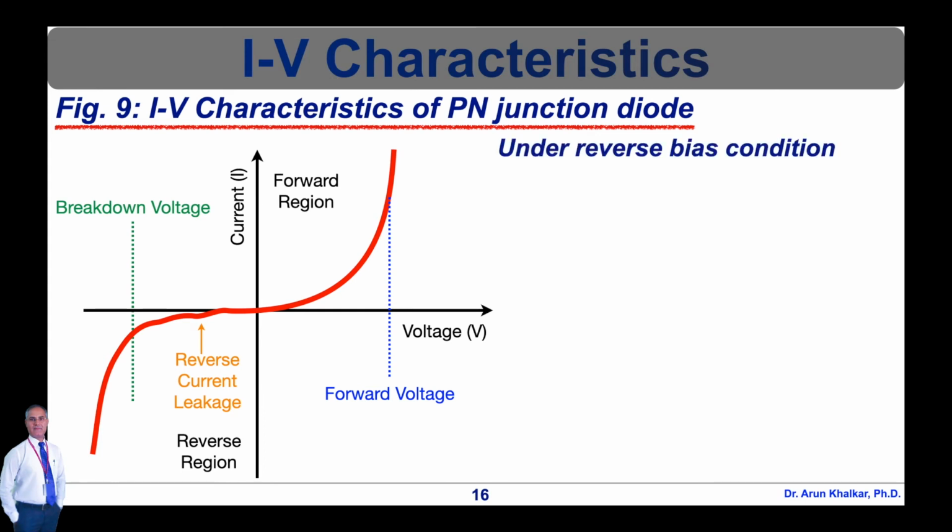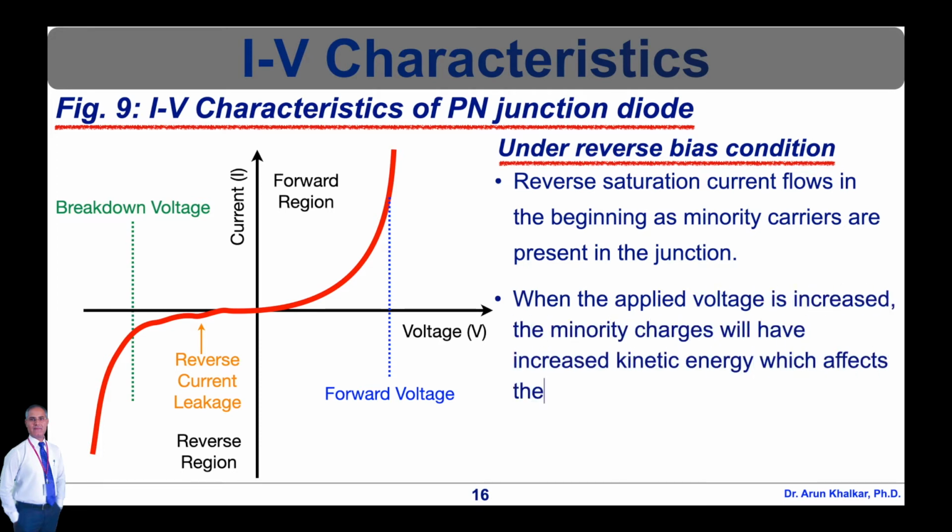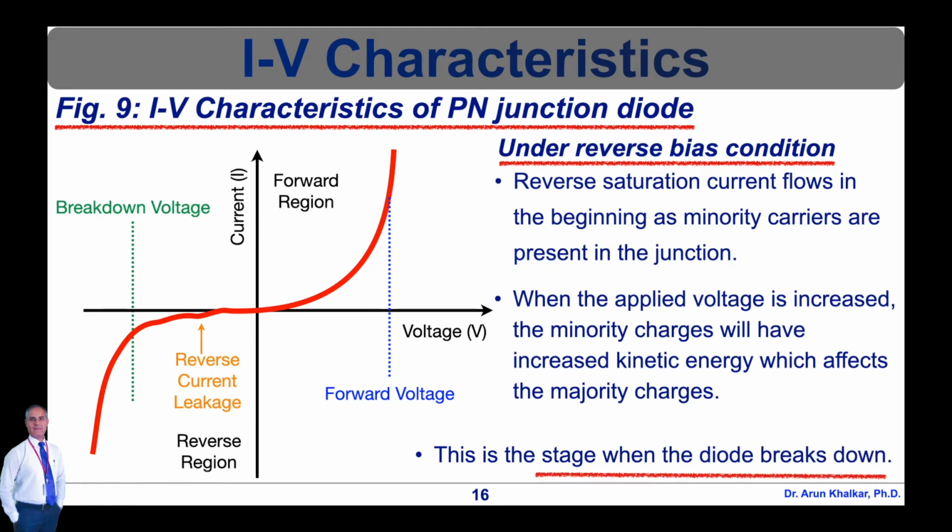When the PN junction diode is under reverse bias condition, the P-type is connected to the negative terminal while the N-type is connected to the positive terminal of the external voltage. This results in an increase in the potential barrier. Reverse saturation current flows in the beginning as minority carriers are present in the junction. When the applied voltage is increased, the minority charges will have increased kinetic energy which affects the majority charges. This is the stage when the diode breaks down. This may also destroy the diode, and this voltage is called the breakdown voltage.